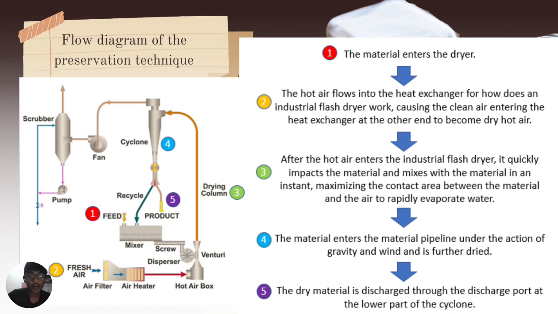For number 4, the material enters the material pipeline under the action of gravity and wind and is further dried. Then number 5, at the end of the pipeline, the dry material is discharged through the discharge port at the lower part of the cyclone. So here is the place where you can collect your product.